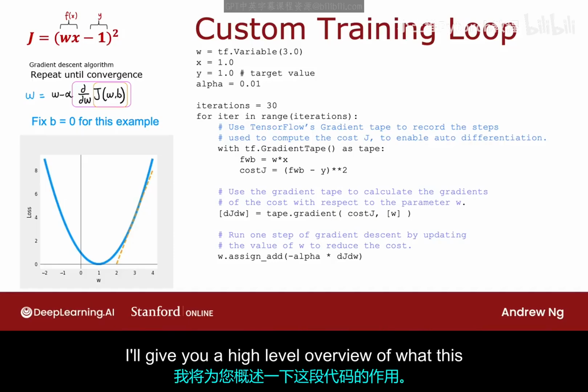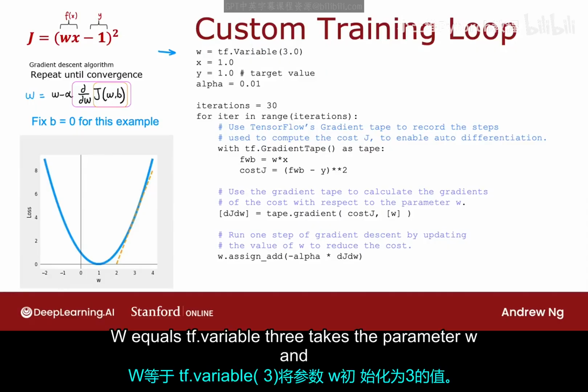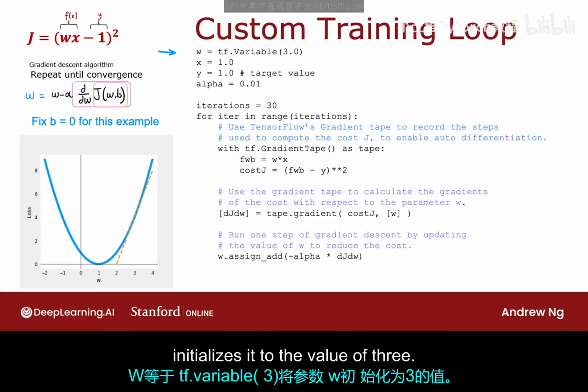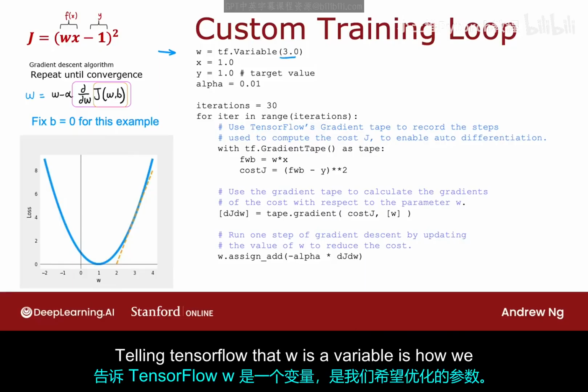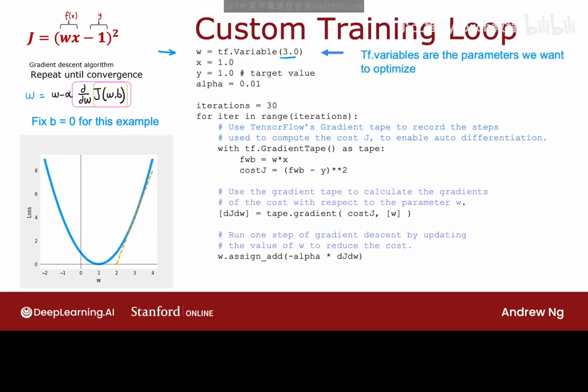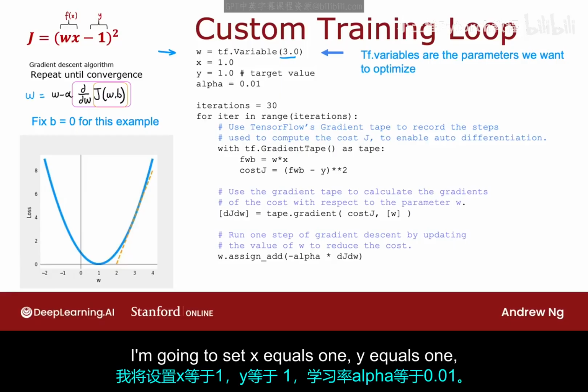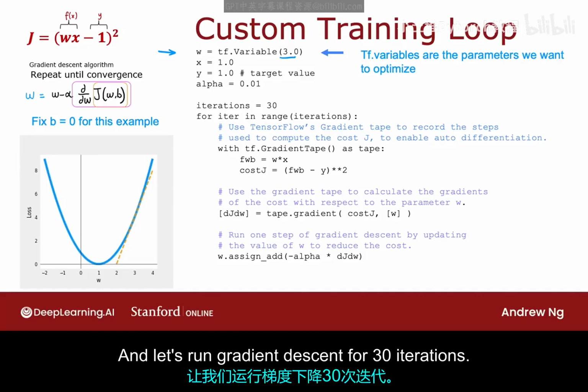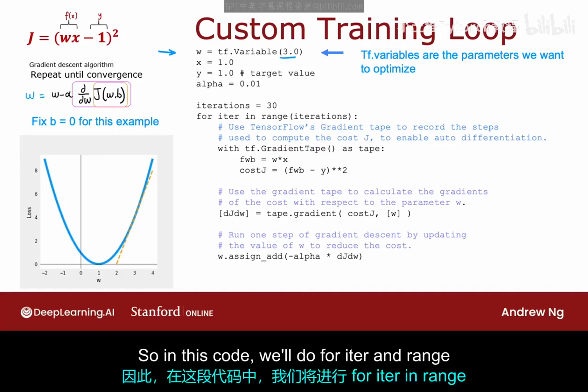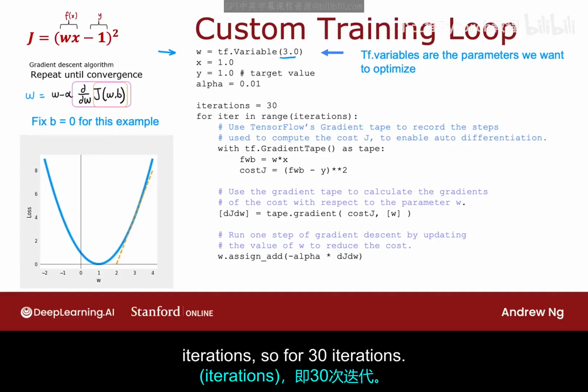I'll give you a high-level overview of what this code does. w = tf.Variable(3.0) takes the parameter w and initializes it to the value of 3. Telling TensorFlow that w is a variable is how we tell it that w is a parameter that we want to optimize. I'm going to set x = 1, y = 1, and the learning rate alpha equal to 0.01. And let's run gradient descent for 30 iterations. So in this code, we'll do for iter in range(iterations), so for 30 iterations.